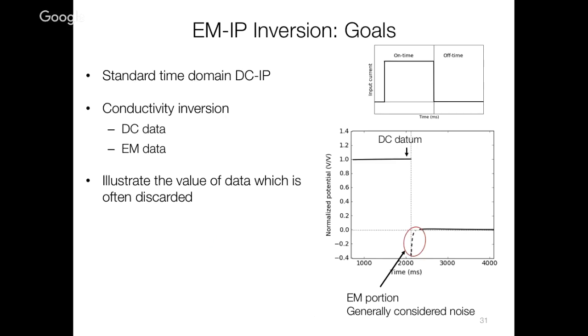But first of all, there's sort of EM IP that I want to talk about. So generally, we take a transmitter, we turn it on, and then we turn it off, and there's information that's at the early times. In an IP experiment, you'd be measuring at later times, and information at early times is often discarded, just like, oh, that's EM coupling kind of stuff. I'm just going to try to get rid of it.